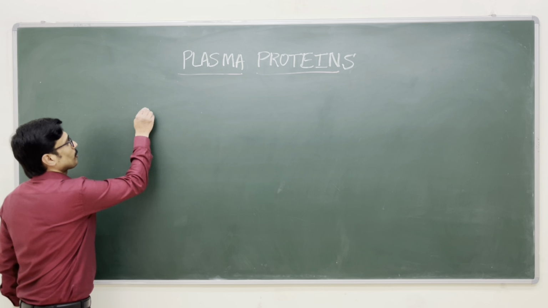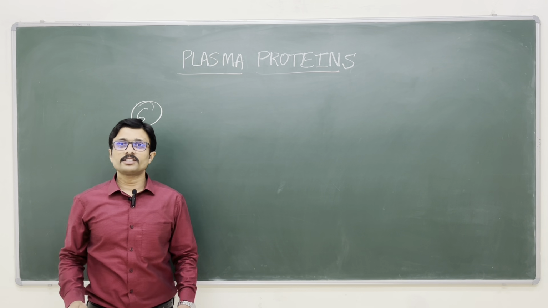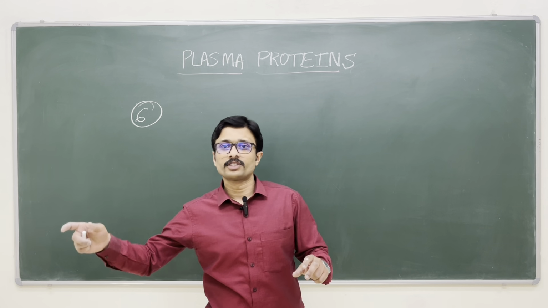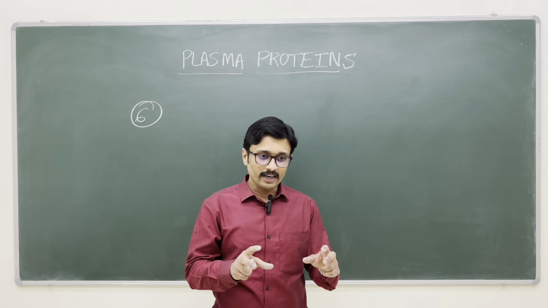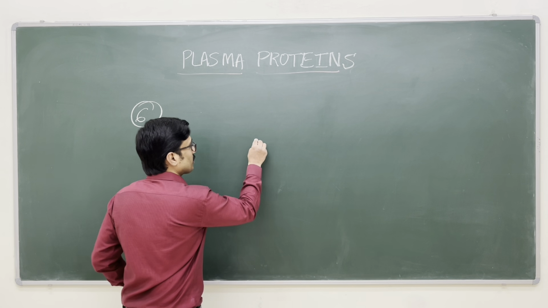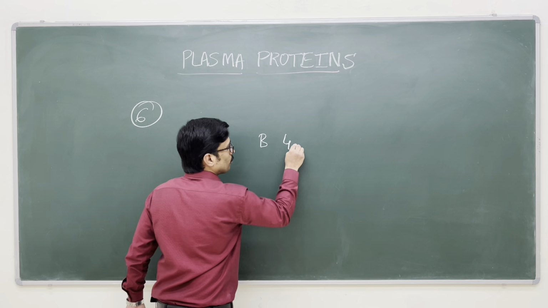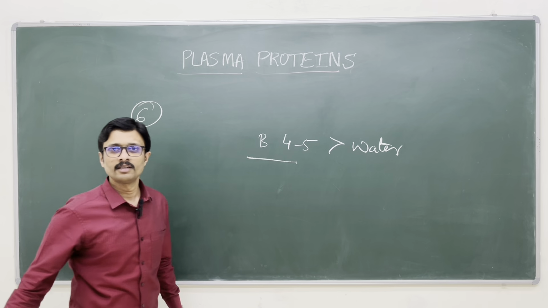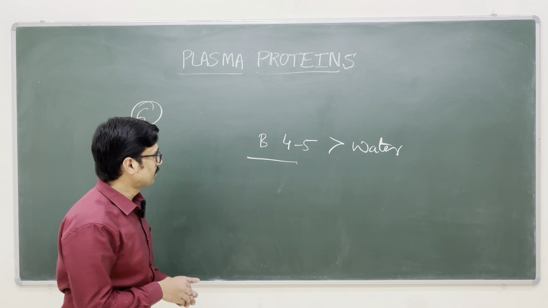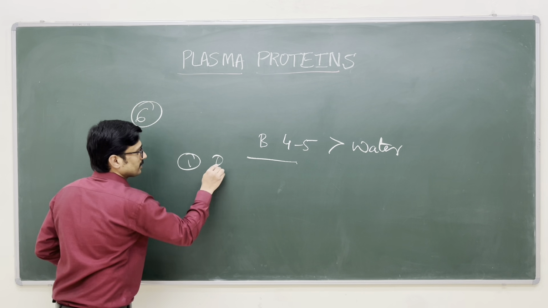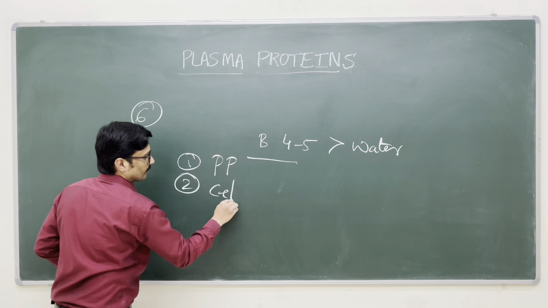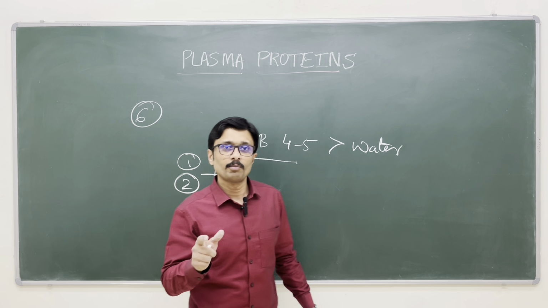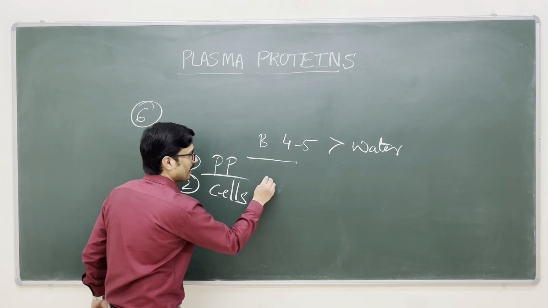The next function of plasma protein is its contribution to the viscosity of the blood. We know blood is thicker than water. The viscosity of blood is 4 to 5 times more than water. Why is blood so thick? Because of the presence of, one, plasma proteins, and two, the cells. So the plasma proteins contribute to the viscosity of the blood. Mainly it is contributed by fibrinogen.